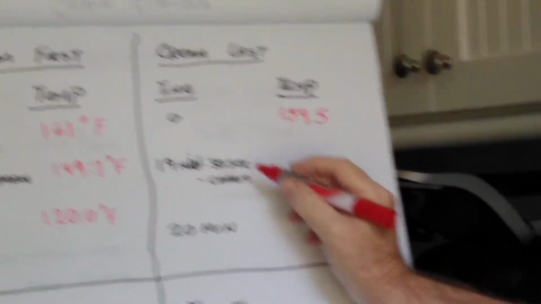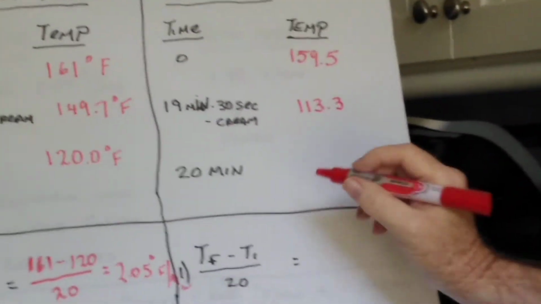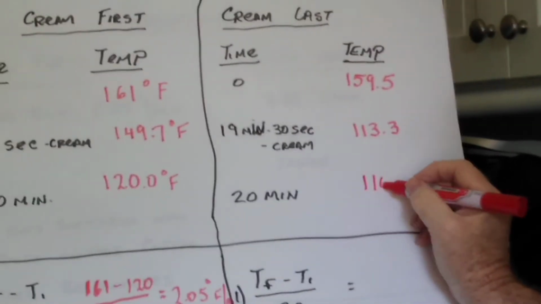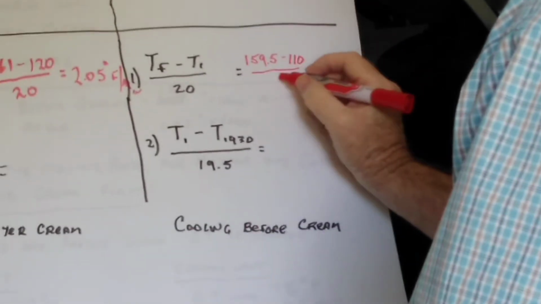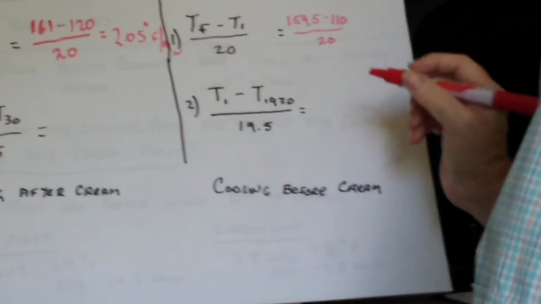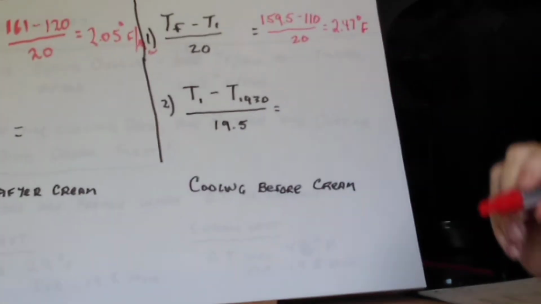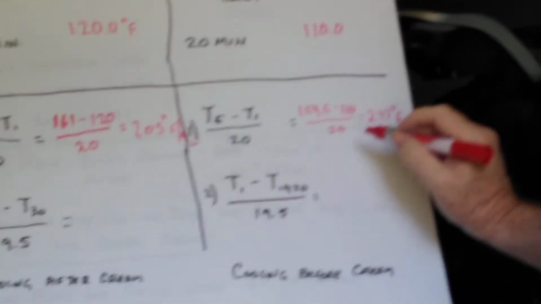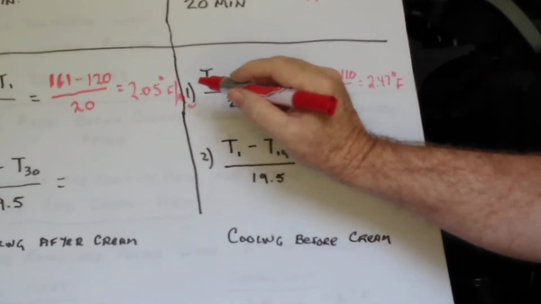When we did the cream last, the coffee coming out of the pot was at 159.5. We came back after 19 minutes and 30 seconds, and it was reading 113.3. We added the cream, stirred, and took another reading, and it was at 110. So the overall differential here was 159.5 minus 110 divided by 20. That's 49.5, and it comes out to 2.47 degrees. What that shows us is the cooling rate is faster when we added the cream last. So if we wanted the hottest possible coffee, we would add the cream first.